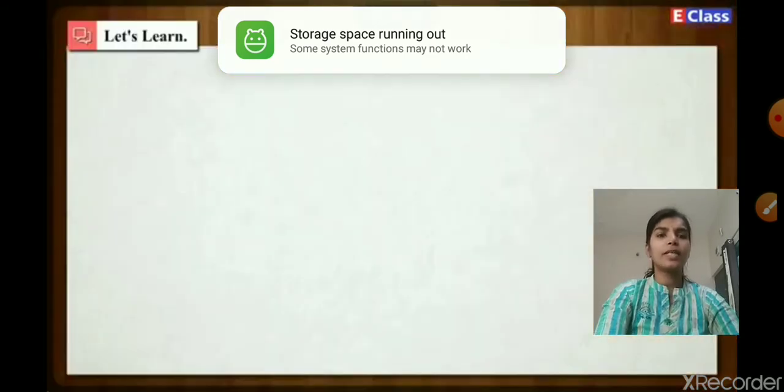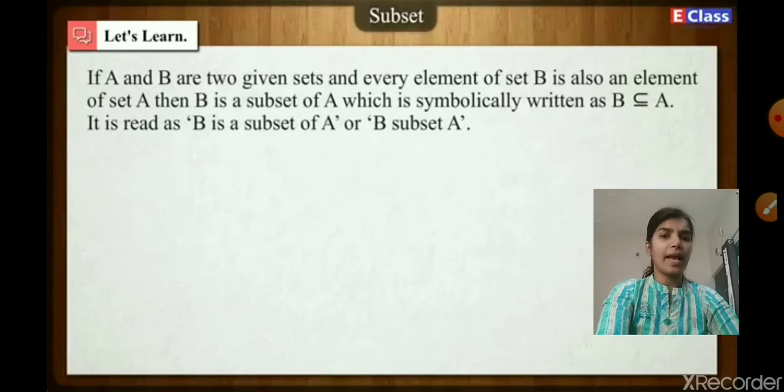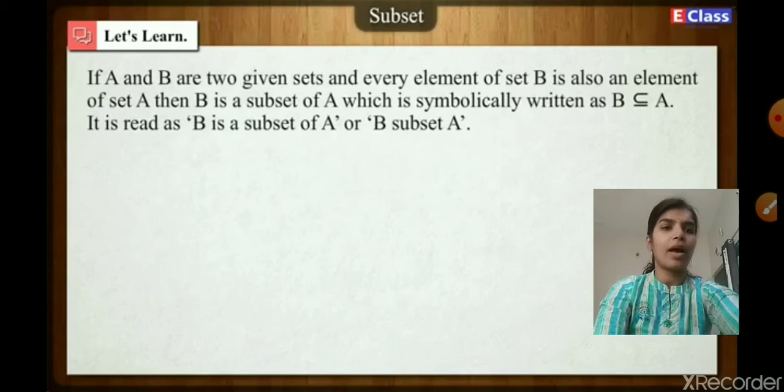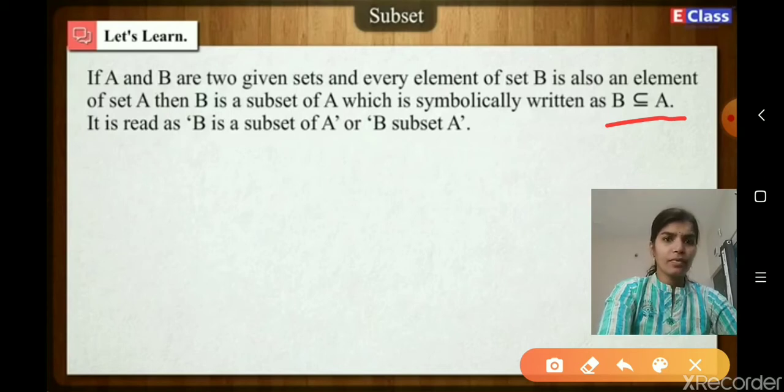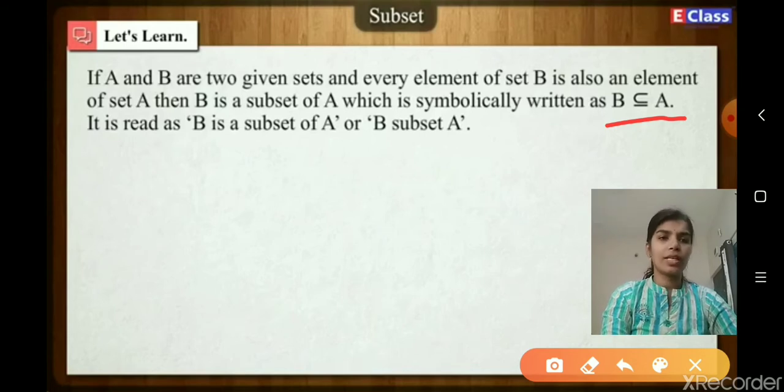Then we will see the subset. If A and B are two given sets and every element of set B is also an element of set A, then B is a subset of A, which is symbolically represented as B ⊂ A. It is read as B is a subset of A. That means each and every element of set B is present in set A, then we call it a subset of set A. So you see how to write the subset symbolically: B is a subset of A. Then we will see some examples regarding that.